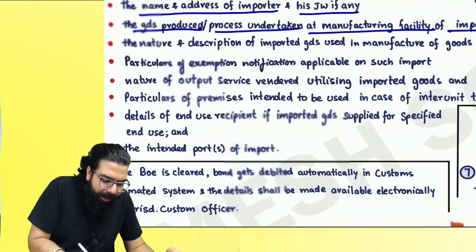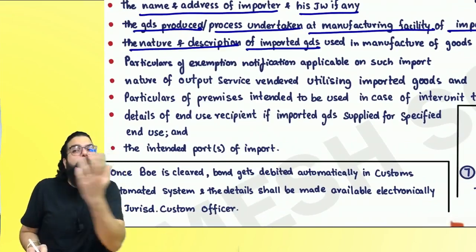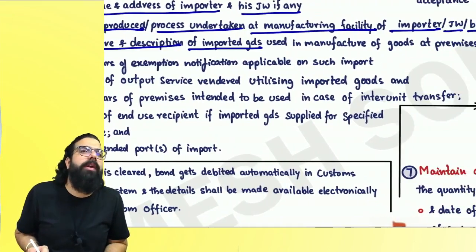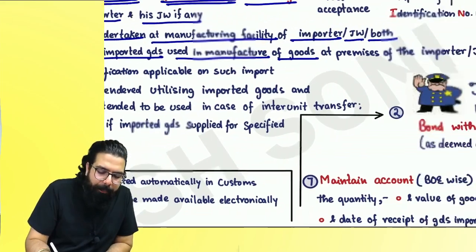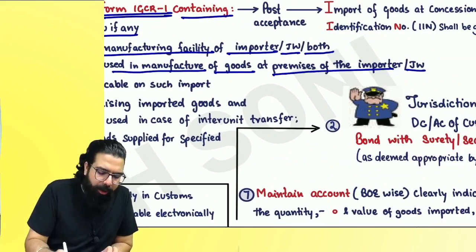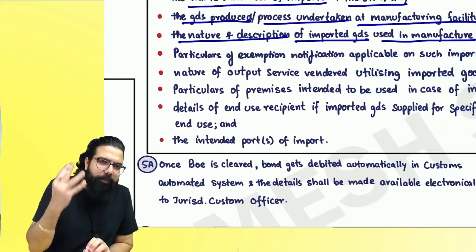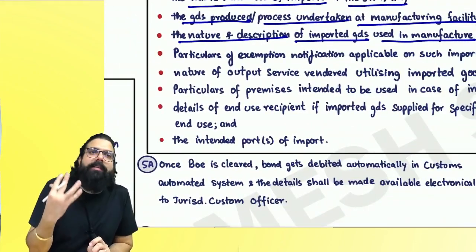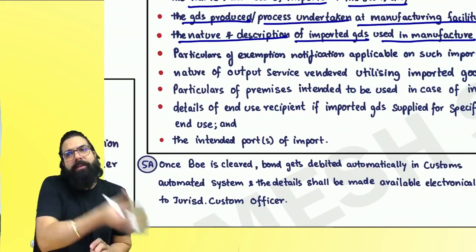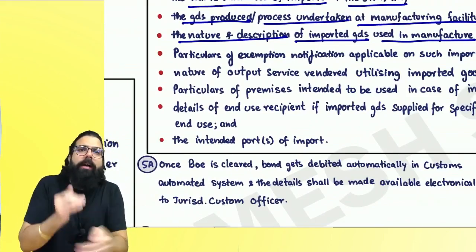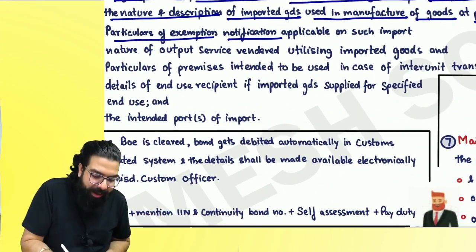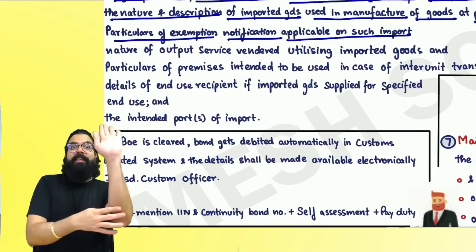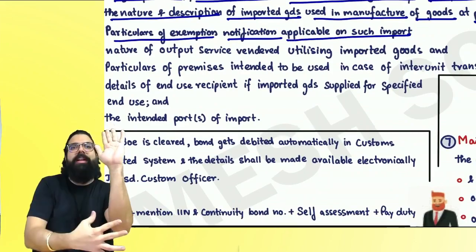Then it says the nature and description of imported goods. What is the goods you want to import? Sir, mobile phone ka parts I want to import. Used in the manufacture of goods at the premises of the importer or job worker. What is the nature and description of goods you need at your premises or job worker premises to do the manufacturing? Then the particulars of the exemption notification applicable on such import. Sir, see, this was the exemption notification. You have to tell that also.